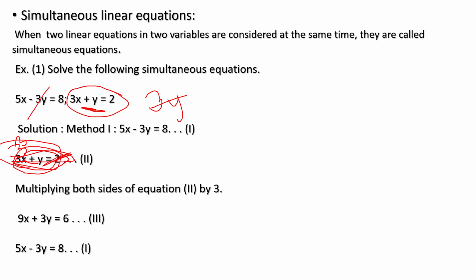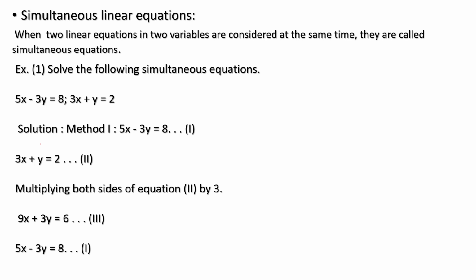Only then this equation will be balanced. You just cannot multiply only the RHS or only the LHS. That is not allowed. That is mathematically incorrect. So what I'll do, I'll multiply the entire equation with 3.